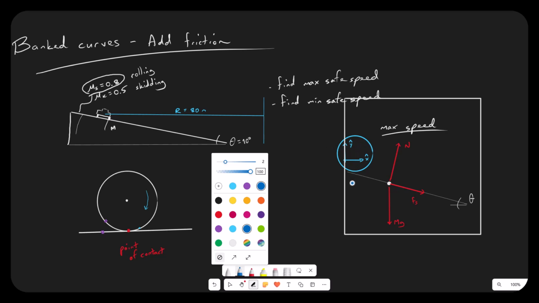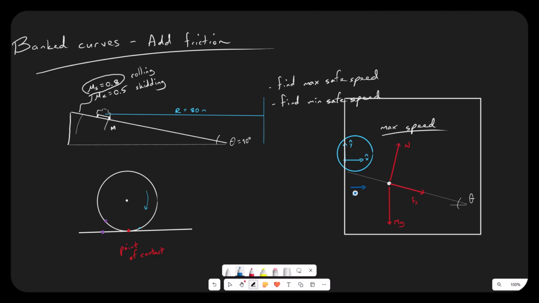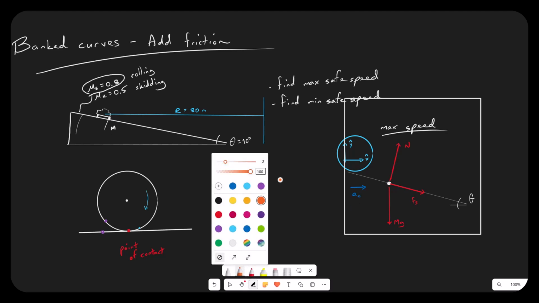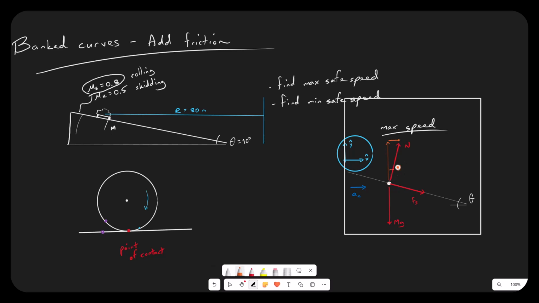I do recognize that I'm going to have an acceleration vector that points to the right. So now looking at this, I need to break my normal force into components. And I'm going to have to break my frictional force into components. So my normal force, this top one, is going to be an N sine theta.